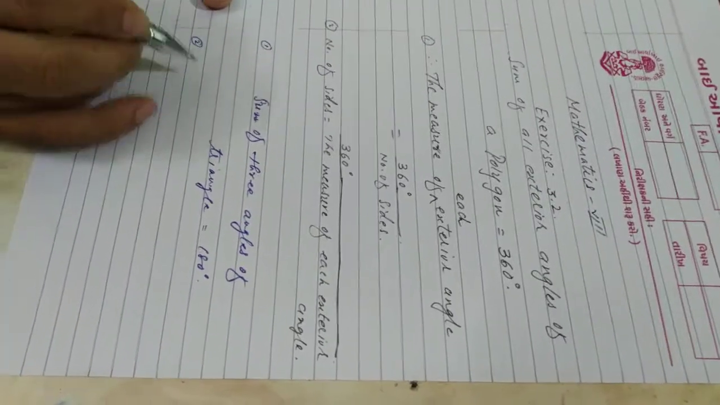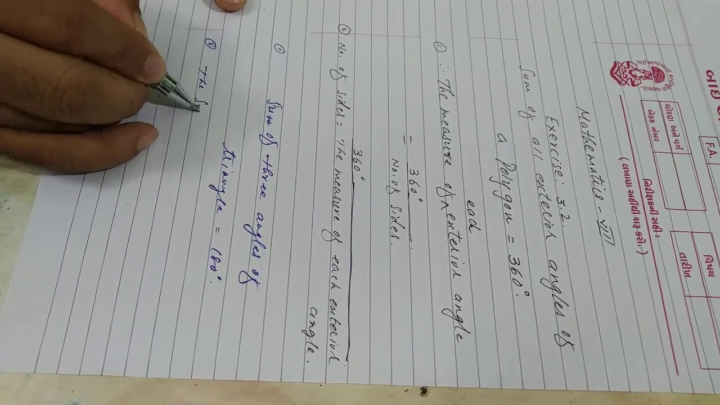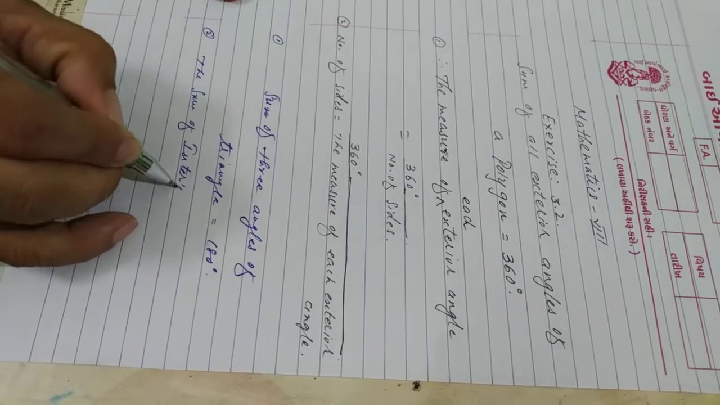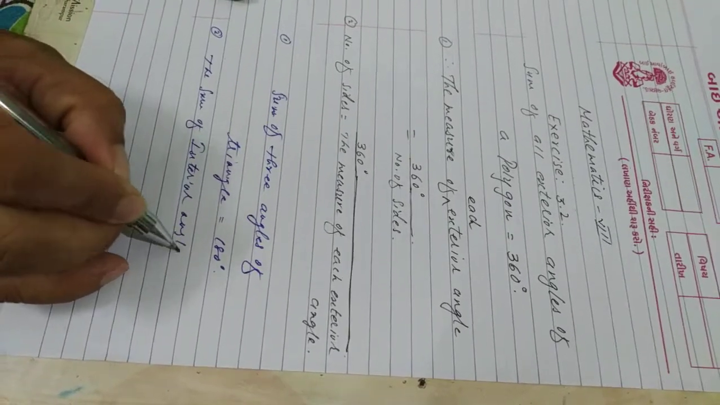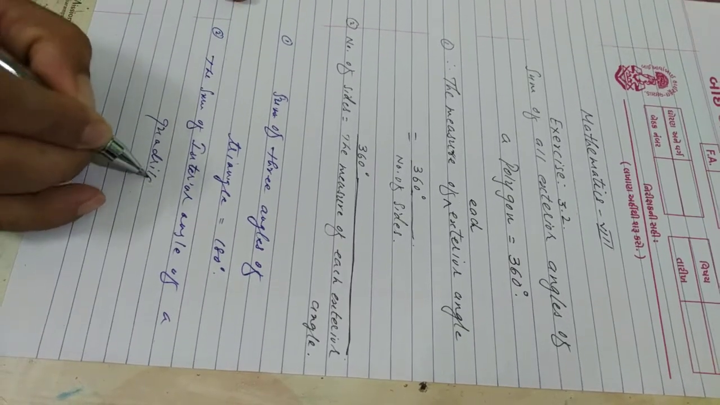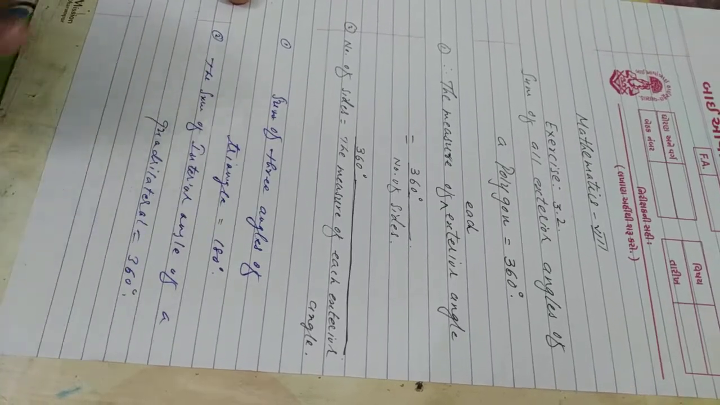As well as about quadrilaterals, the sum of the interior angles of a quadrilateral is equal to 360 degrees.